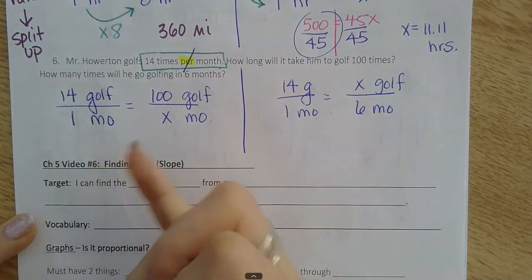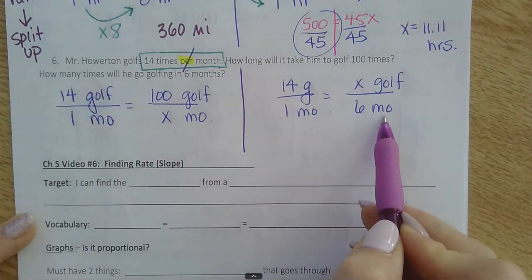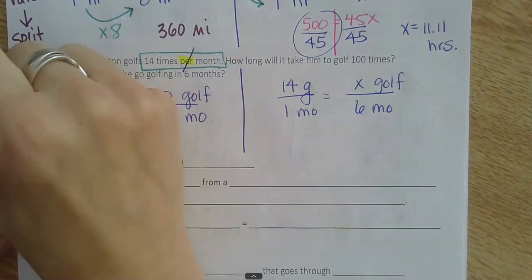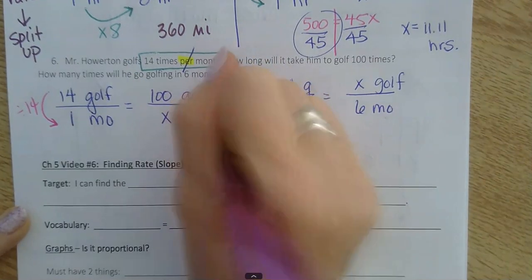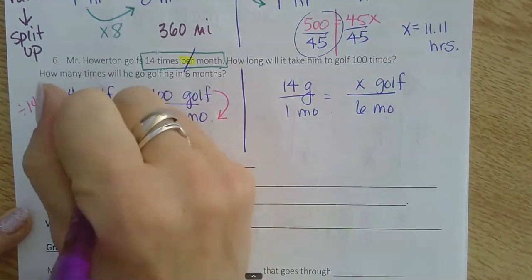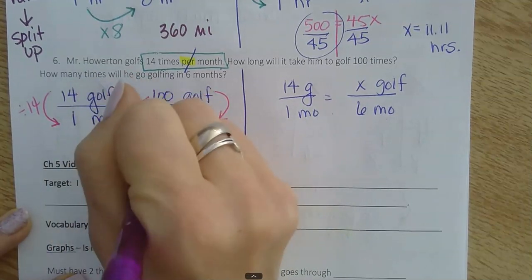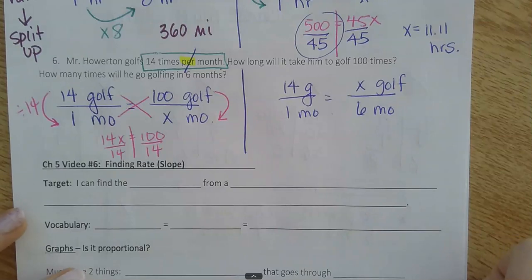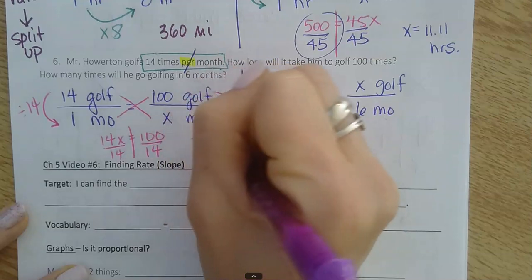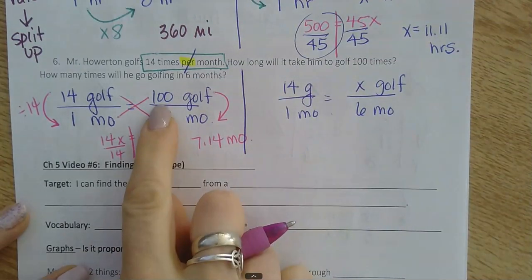Okay, so once these are both set up, remember golfing, golfing, months, months, golf, golf, months, months. My labels are lined up. Here you might use this easy arrow of dividing by 14. That would work. So 100 divided by 14 gives you your answer here. Or maybe you do 14x equals 100. And again, still just divide by 14. Either way, you're typing in 100 divided by 14. And I got 7.14 months. It would take 7 months to go golfing 100 times.